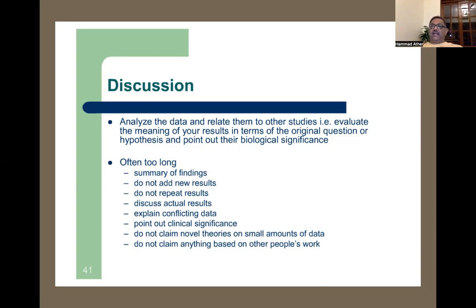Explain conflicting data. If there is something which is not in line, you need to describe that. Do not claim novel theories on a small amount of data. So be careful. It's not fiction that you're writing. This is science.